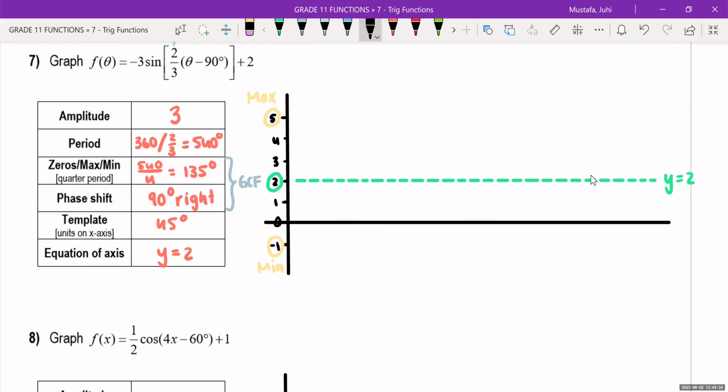This question is going to be done in a way that we haven't really seen before, so I'll walk you through it. We'll start with 45. Let's just do one cycle for this one as well. 90, 135, 180.